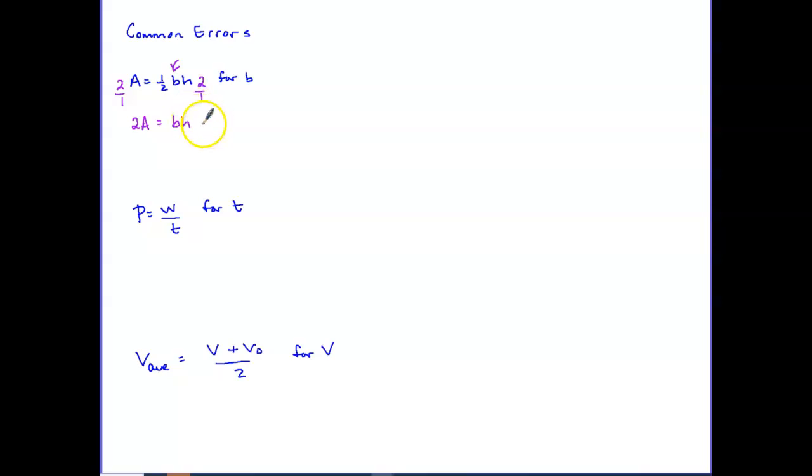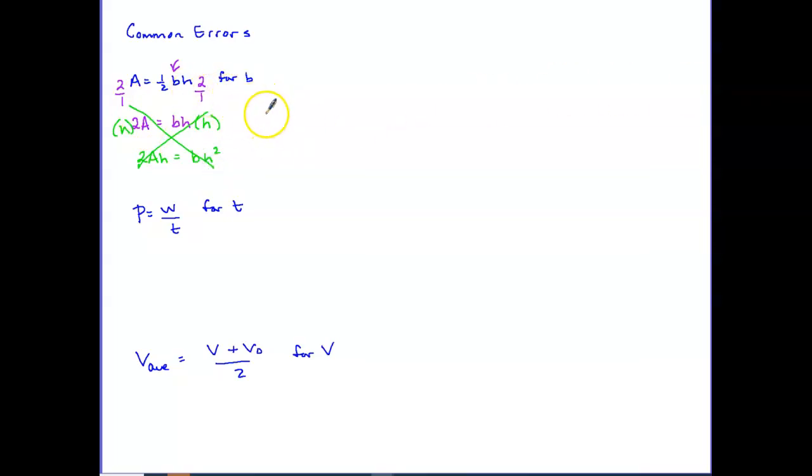What I have seen, and I think this is because students didn't write down what they were doing, is they then went, and I'm going to write it in a different color so I can show that it's wrong, times h, and they said 2ah equals b. Well, the problem with this is that h times h is not 1. h times h is h squared. So they didn't simplify their equation when they did this. They actually made it more complicated.